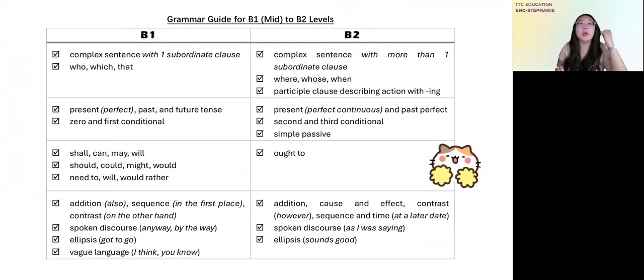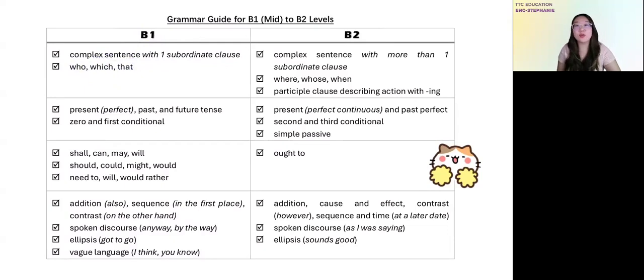This is basically the difficulty of the words that you use, or how you can demonstrate your grammar knowledge or your other organization skills in your essay writing. Okay, so we will compare side by side, one by one. The very first part is your sentence structure. If it's B1 level, you will only be demonstrating a complex sentence with one subordinate clause. Okay, and you can use who, which, that in your sentence.